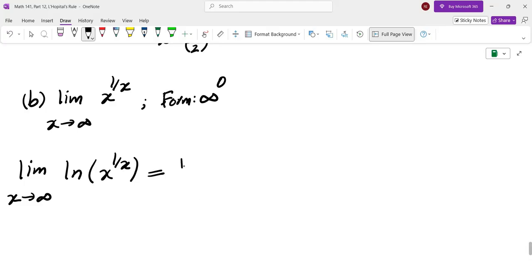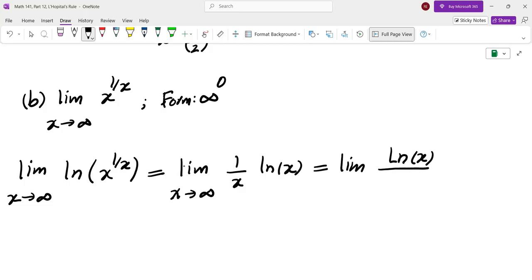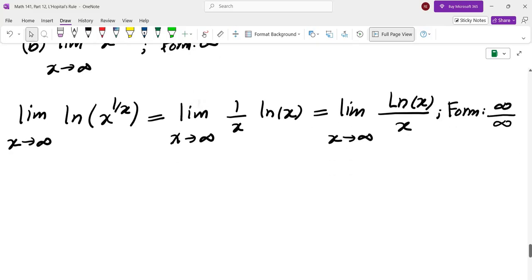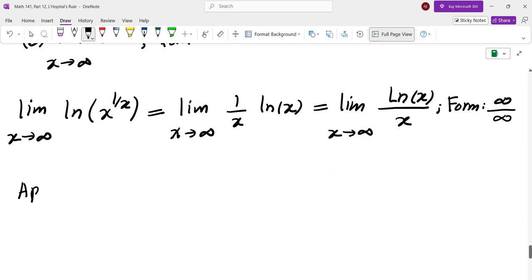And then we put 1 over x in front. So we get the limit as x goes to infinity, 1 over x, natural log of x, which is the same as natural log of x over x. And x approaches infinity. So what's the form of this one? Well, natural log of infinity is infinity. And of course, the denominator is infinity. So this is infinity over infinity. So we can apply L'Hopital's rule to this one as well.